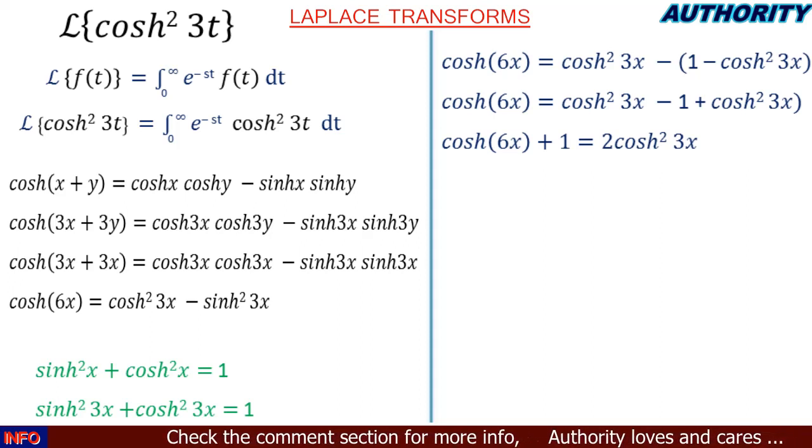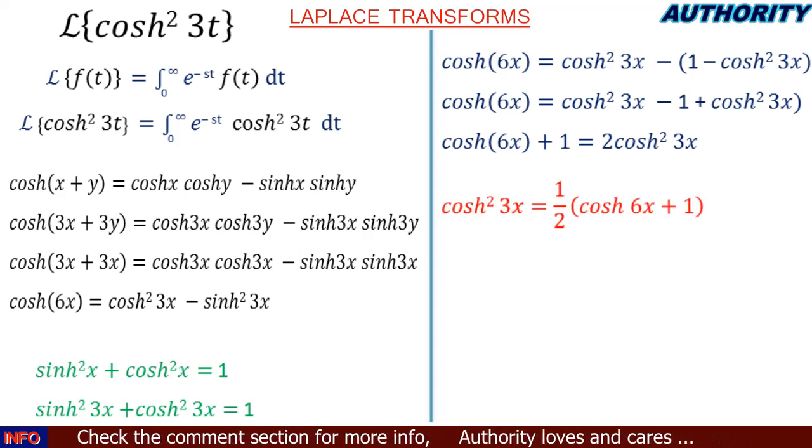All right. We are looking for cosh squared 3x. We divide both sides by 2. So dividing both sides by 2, we are going to have cosh 6x plus 1 all over 2. Let's factor out the fraction. That means we're going to have 1 all over 2, open bracket, cosh 6x plus 1. All right? Yes. Now look at it.